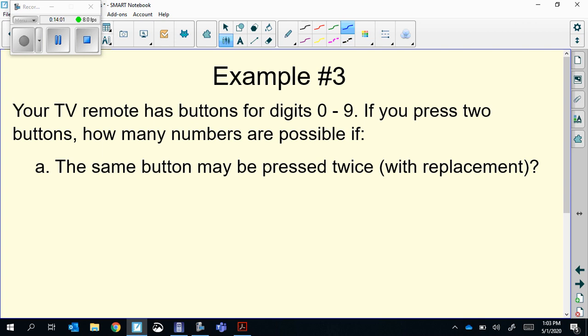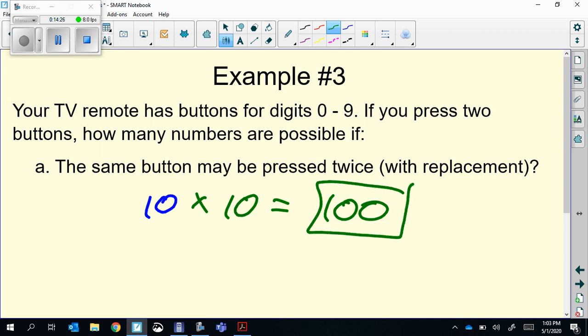So you're looking at that. The first button press is 0 through 9, which is 10 options. And then the second button press, with replacement, there's still 10 options because you can push it again. So then you multiply it out. That means there are 100 options. And that's not super complex, because if you think of a 2-digit number, you've got 0 through 99. That's 100 numbers. So that should totally make logical sense there.